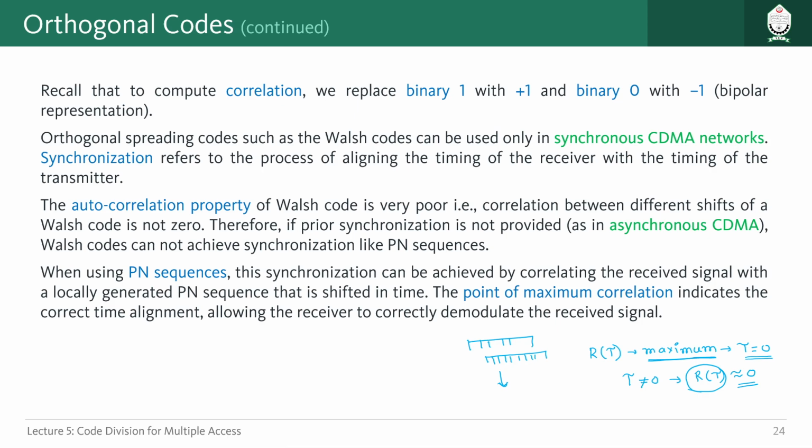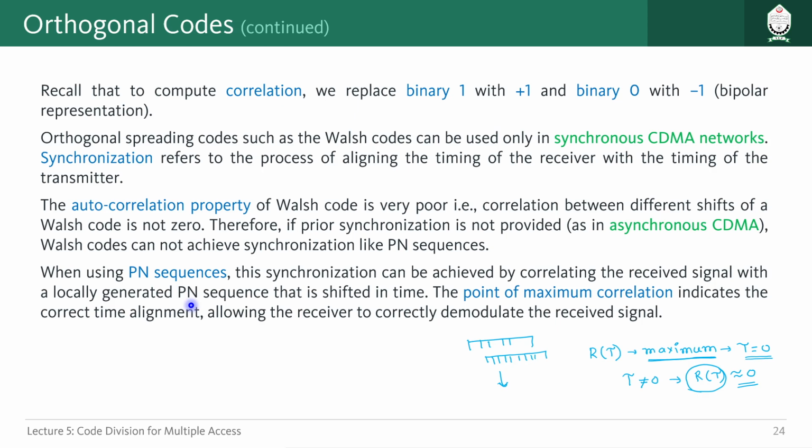So as a result, what happens? We can actually detect the correct alignment of signals, or synchronization can be achieved, because the point of maximum correlation indicates the correct time alignment, allowing the receiver to correctly demodulate the received signal. So we just have to wait for the correct alignment. Whenever we get the maximum peak of correlation between the received signal and our locally generated PN sequence, we can say we are correctly aligned. Our synchronization is done. In this way, PN sequences can minimize this problem, but Walsh codes cannot do that.